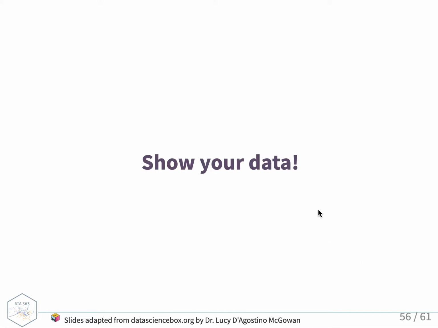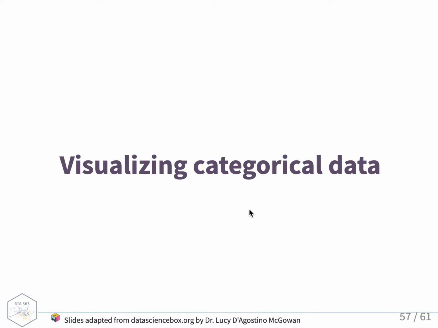So the big takeaway here is the importance of showing your data. That's what that jittering is for, and that is always very, very important.